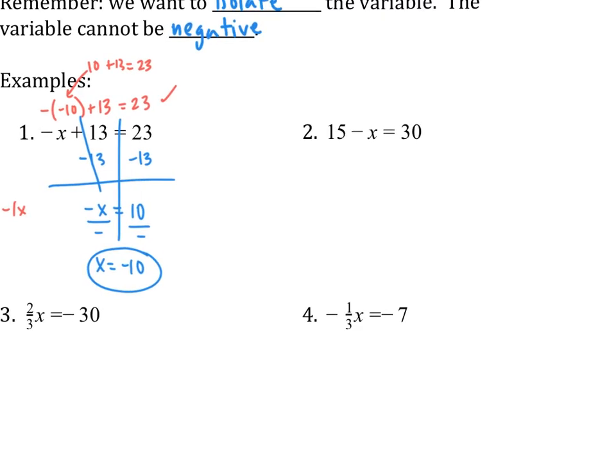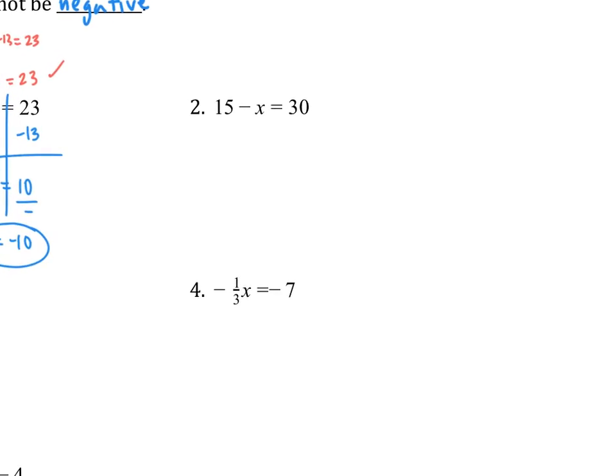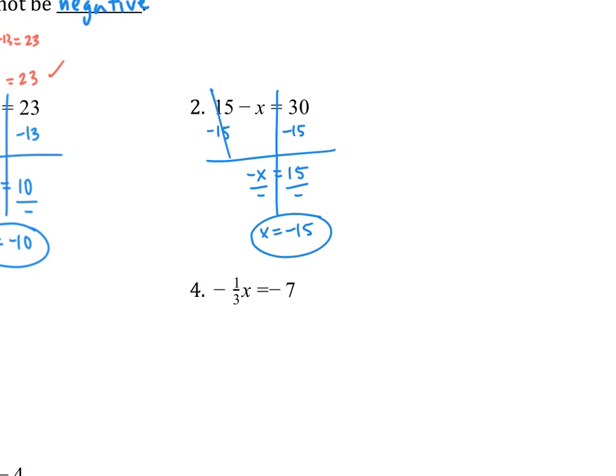Now let's look at the next example. 15 minus x equals 30. So I want to solve for x, so I'm going to move over that 15 by subtracting it, and I'm left with negative x equals 30 minus 15, which is 15. And the same thing here, as we saw in the last example, I can't have a negative variable, so I'm going to have to divide by a negative, or divide by a negative 1, and I'm left with x equals negative 15.